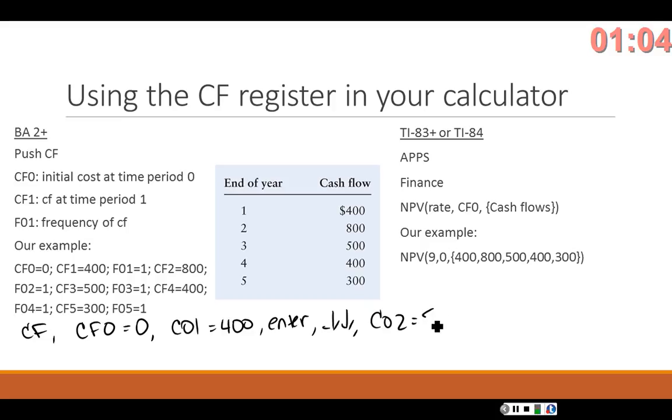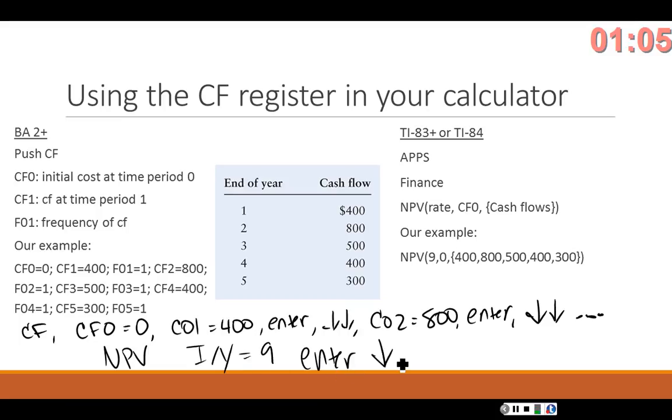Cash flow at time period 2 is 800. Enter. And the down arrow twice. And you continue until you've entered all of the cash flows. Then you push the NPV button. Your interest rate is equal to 9. Enter. And the down arrow. The enters are important. If you don't push the enter button, it won't save what you entered. Then it pops up, it says NPV, and you push compute. And you get the present value is $1,904.76.